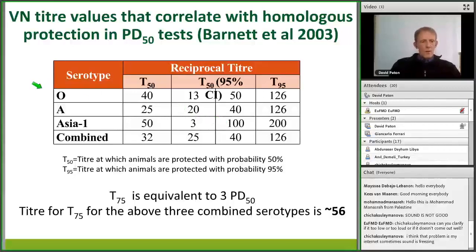So if we look at what is the most common requirement for a vaccine, which would be 3PD50, a 3PD50 vaccine equivalent is equivalent to a 75% probability of protection. And if we look at the average data from these 3 serotypes, the titer on average that will give you 75% protection is around 1 in 56 in a virus neutralization test. So that's how you can come up with a general figure for what on average is associated with protection.